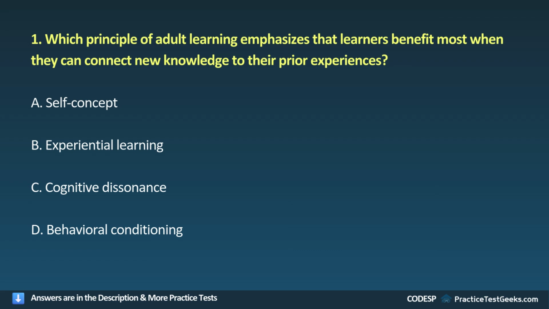1. Which principle of adult learning emphasizes that learners benefit most when they can connect new knowledge to their prior experiences? A. Self-concept. B. Experiential learning. C. Cognitive dissonance. D. Behavioral conditioning.